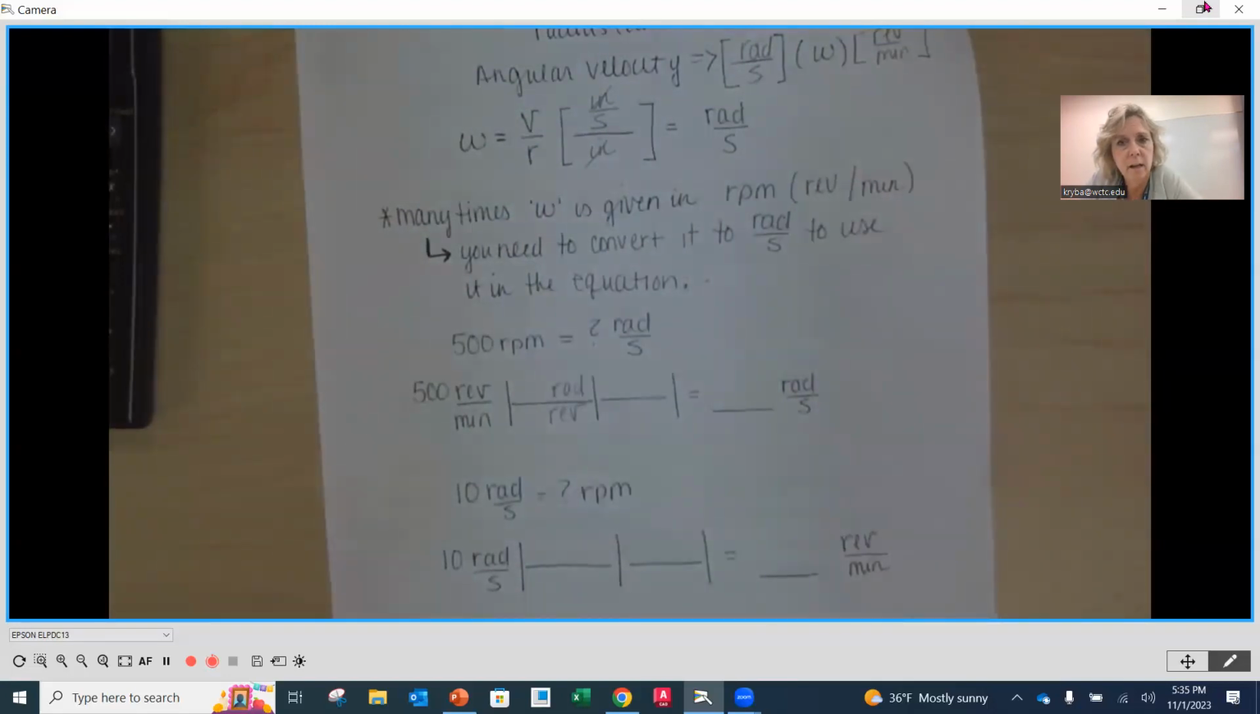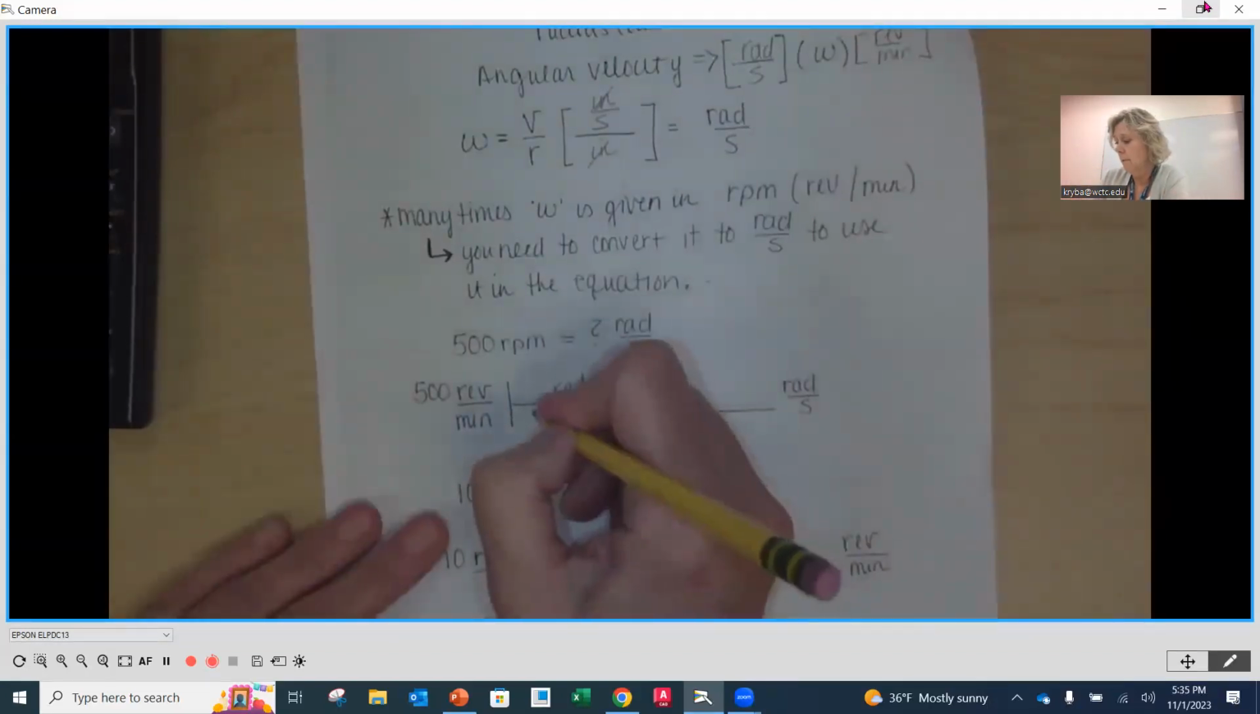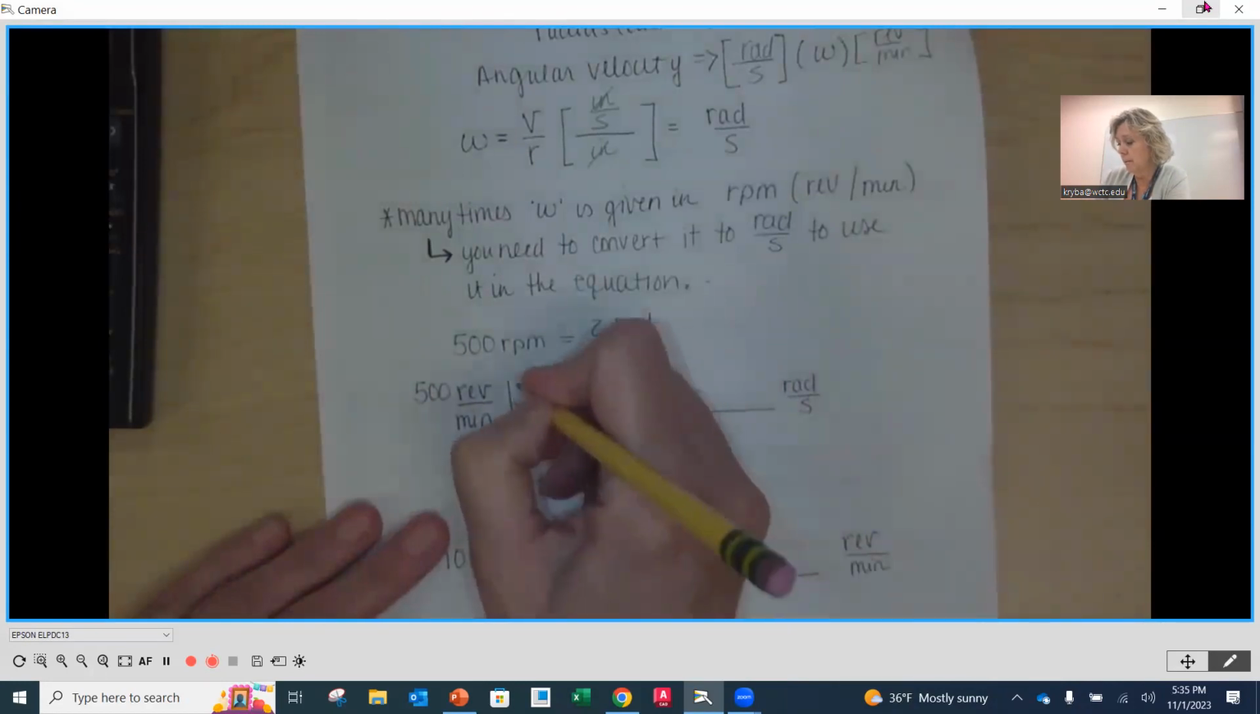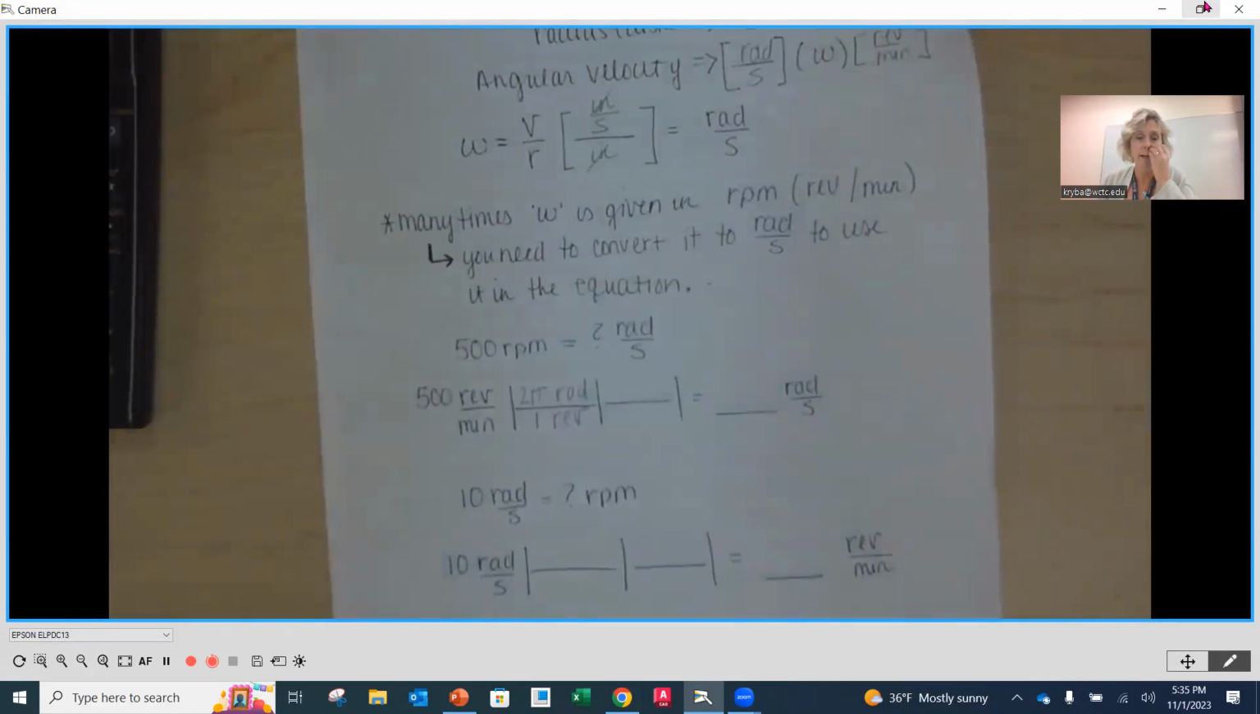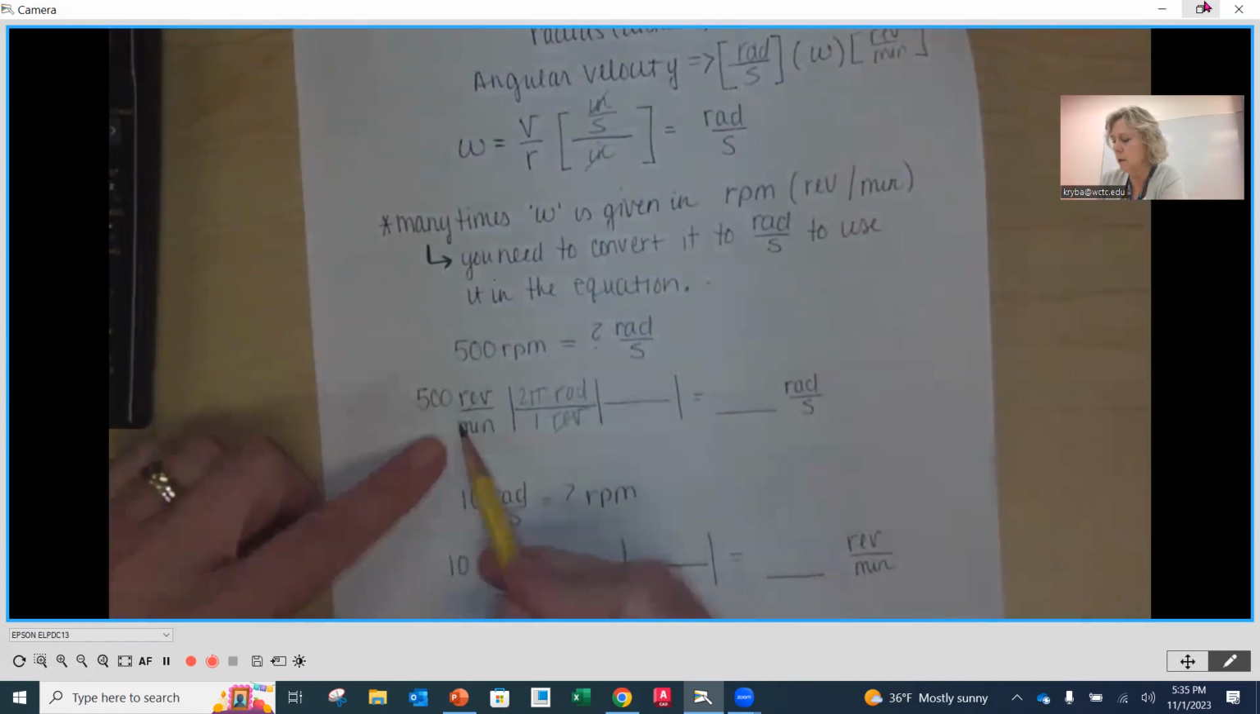And then I'm going to put the conversion. I know that for every one revolution, there's 2 pi radians. And that's the ratio for this particular conversion. So as I multiply across the top and divide by the bottom, do you see how my revolutions cancel out? So right now I'm in radians per minute. Do you see that? Because minutes are still on the bottom there. So I want to get this into radians per second. So now I'm going to deal with my minute.